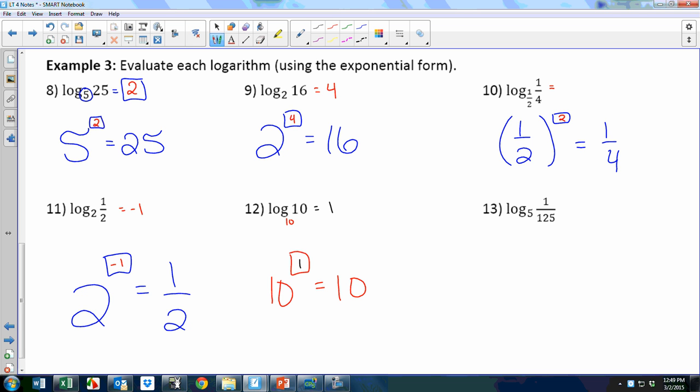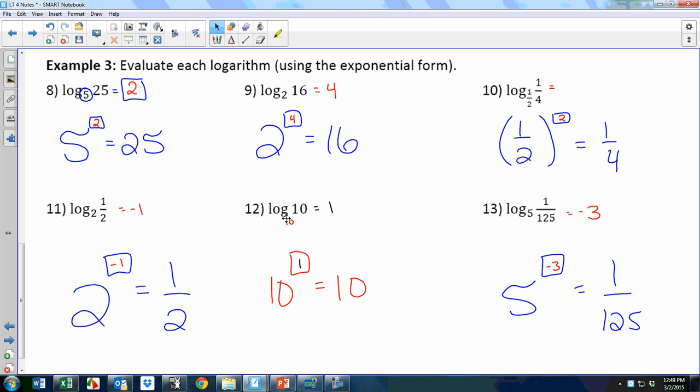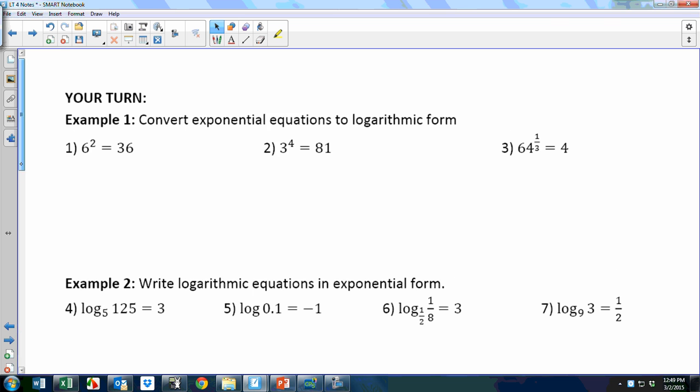And last one, 5 to the what makes 1 over 125? Negative to flip it, and 3 to make it 125. So -3. All right, I'm going to pause the video and go on to the back. But your turn here.